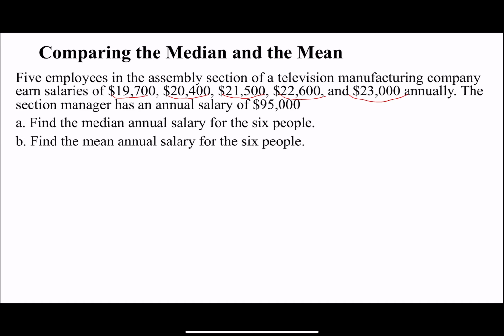The section manager has an annual salary of $95,000, way higher than the other employees, right? The manager gets a high salary. Part A asks you to find the median annual salary for these 6 people, and Part B wants you to find the mean annual salary for these 6 people. Okay? I give you around 1 minute to actually find the mean value and the median annual salary for these 6 people. Okay, go ahead.